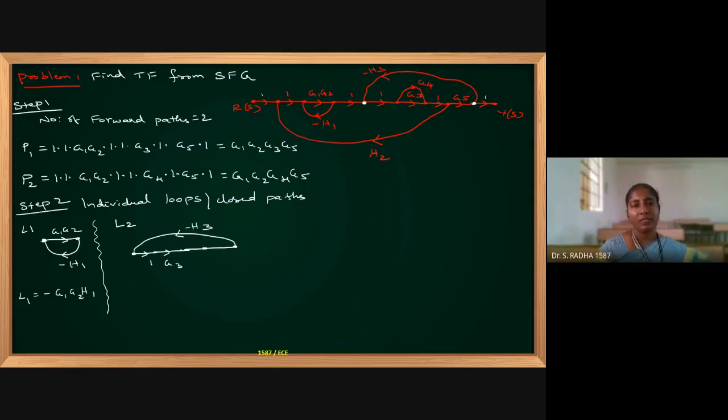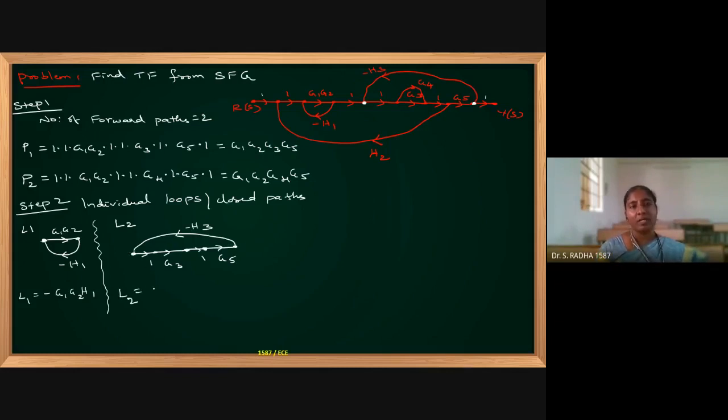Okay, after G3, I have 1 again, and after 1, I have G5. Then after G5, I am coming back with minus H3. Okay. So now second forward path, second loop, product of the gains. I am starting at a point and coming back after traveling a while. I am coming back to the same point.